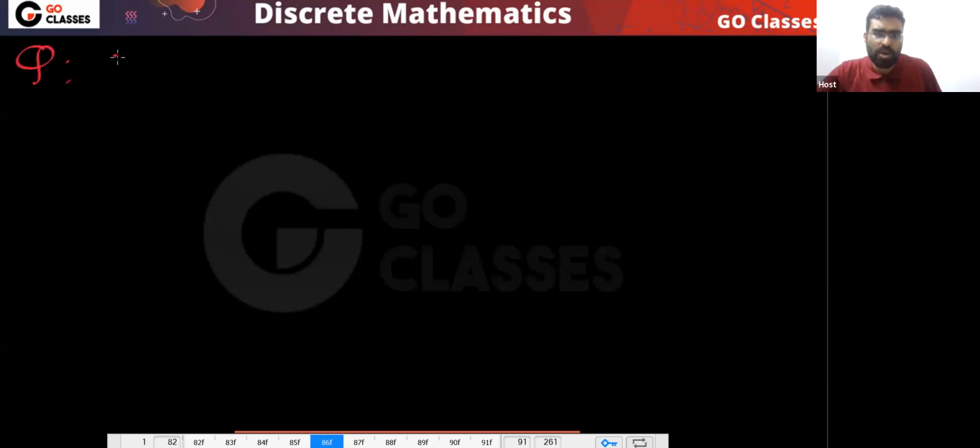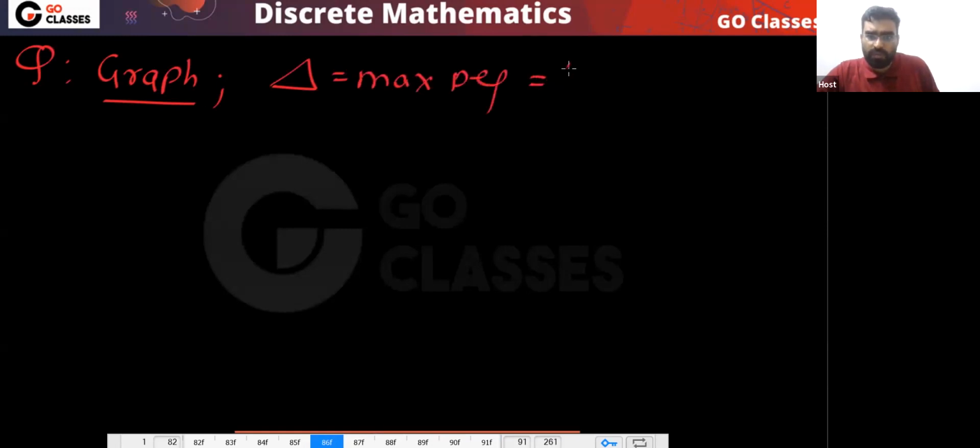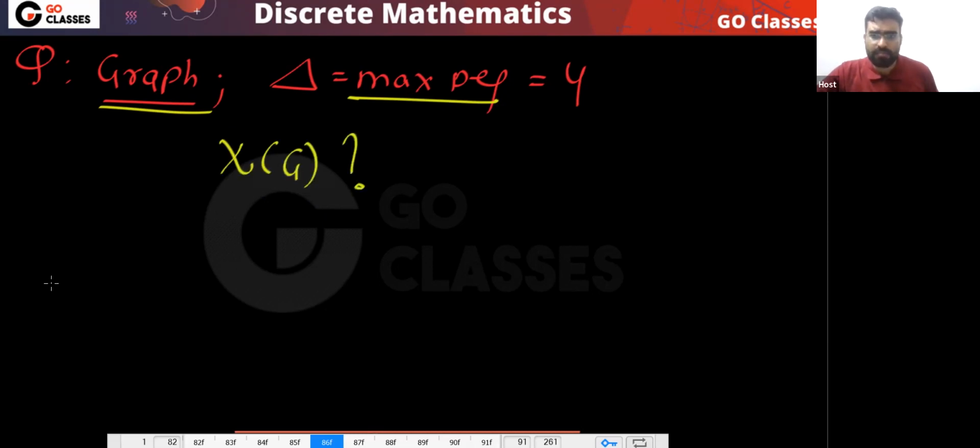For example, let's assume you have a graph, and in this graph the maximum degree is 4. Then what can you say about the chromatic number? You don't have any other information about the graph, but for any vertex, the maximum degree is 4. Then what can you say about the chromatic number?